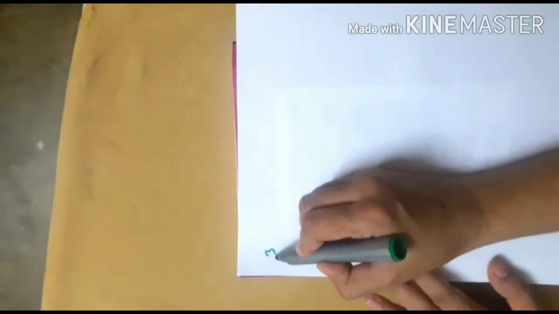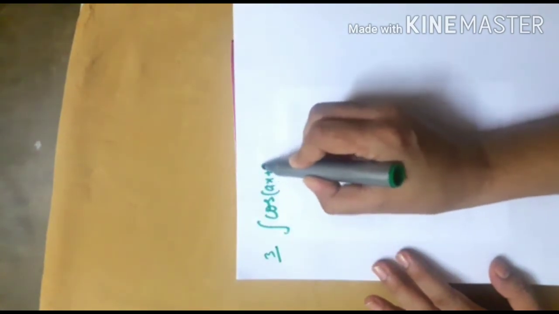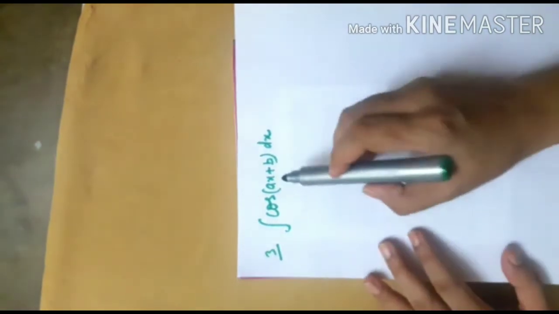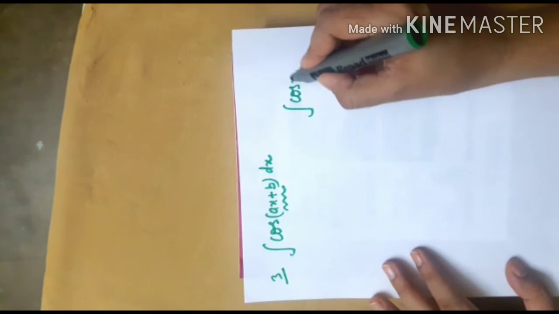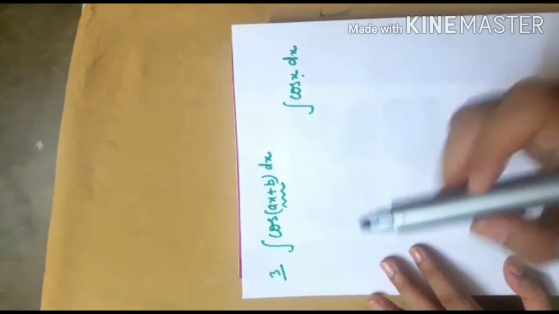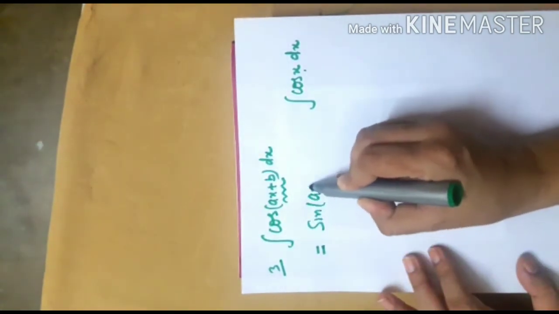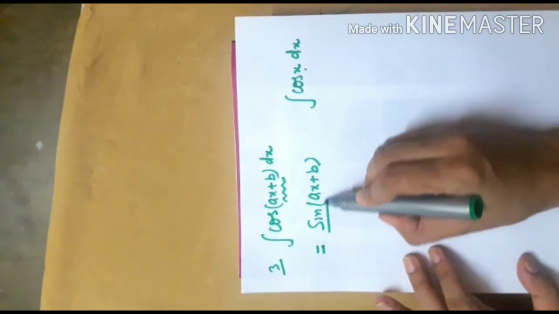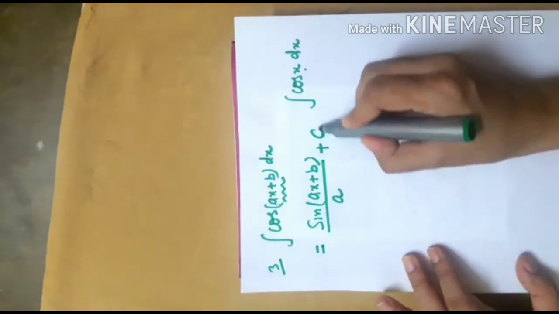So similarly, if I need to compute the integral of cos(ax plus b) dx, yes, the derivative of ax plus b is a, which is a constant, and this integral is of the form integral cos x dx, and the role of x is being played by ax plus b. So this will be equal to, what is the integral of cos x? Yes, it is sin x. So it will be sin(ax plus b). Now divide this with the derivative of ax plus b, which is a, plus c.